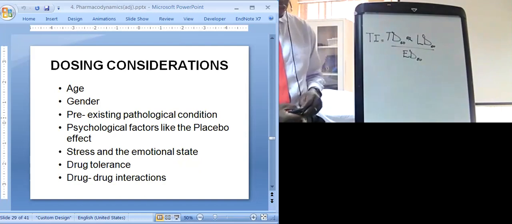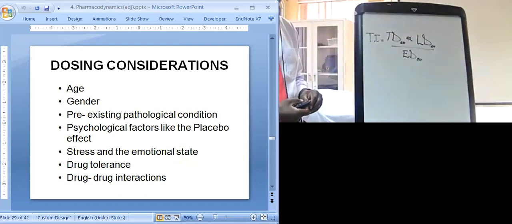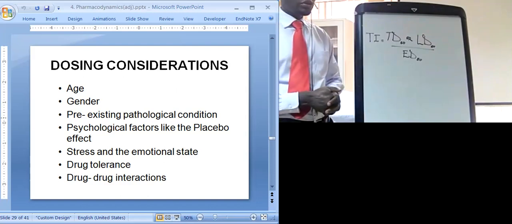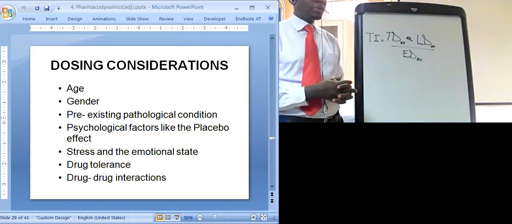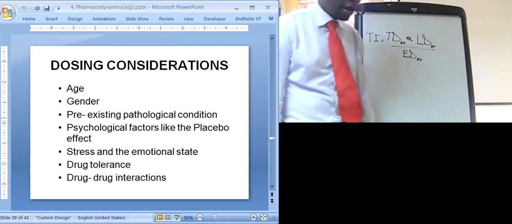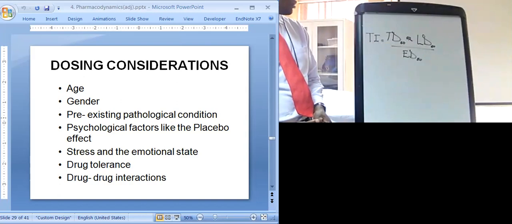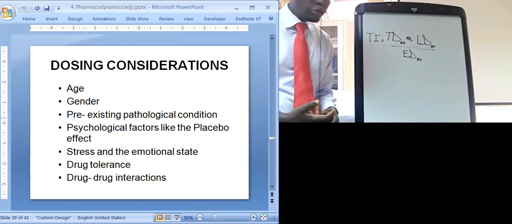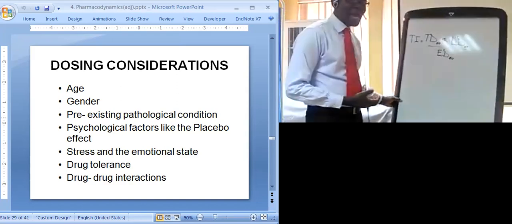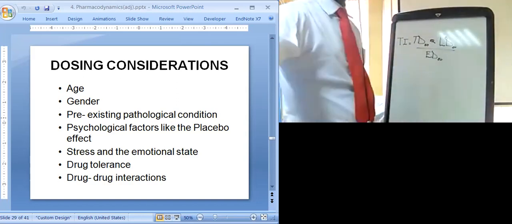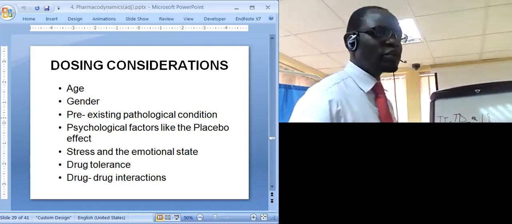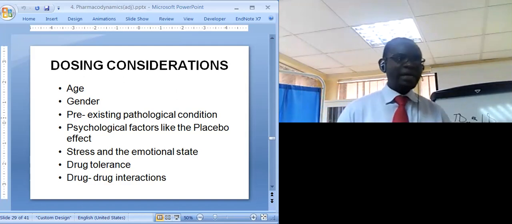Now, it is also very important to consider what you consider before you give a particular medication. All this is still covered under pharmacodynamics. Now, dosing consideration. What do we mean by dosing consideration? We basically mean those things that should be at the back of your mind as you give a drug. What are those things that should be at the back of your mind as you give a drug?